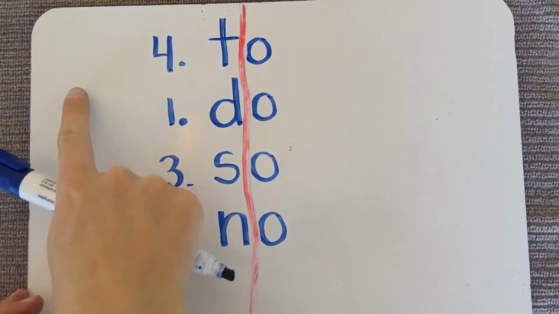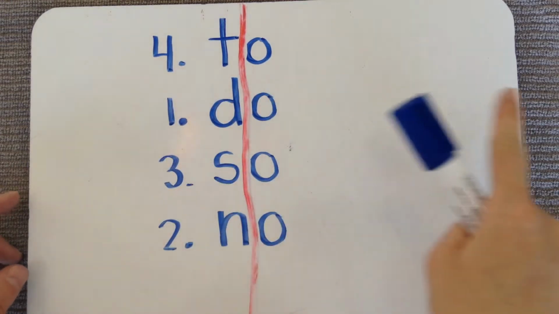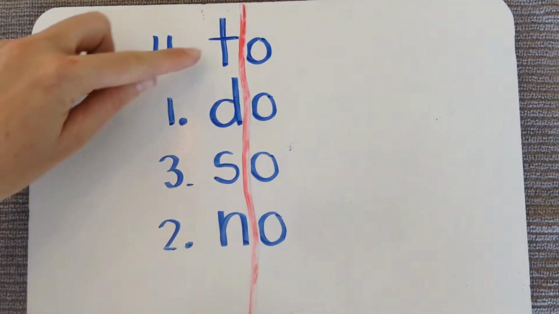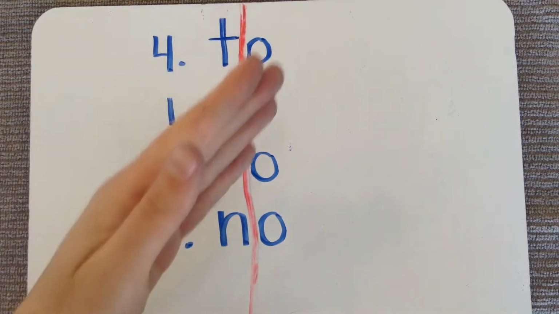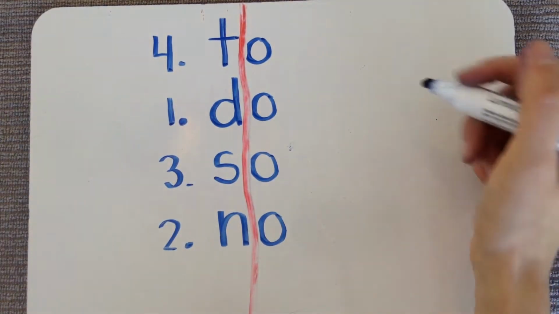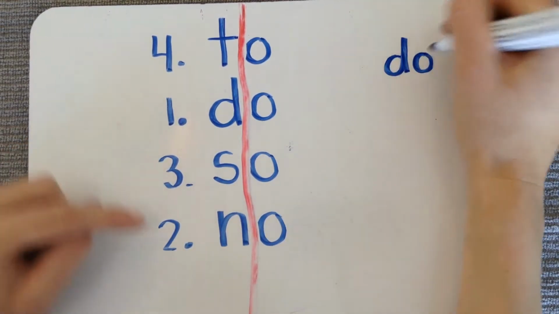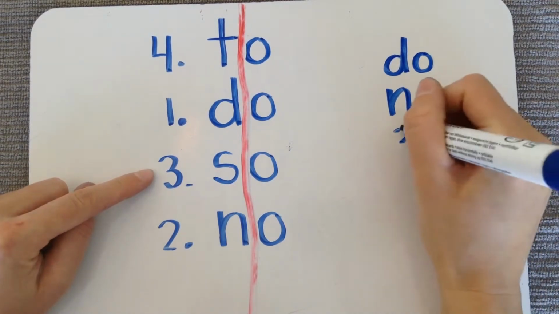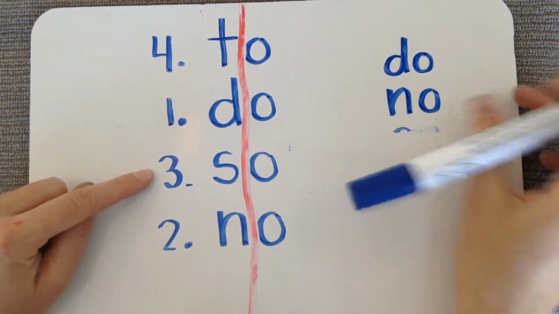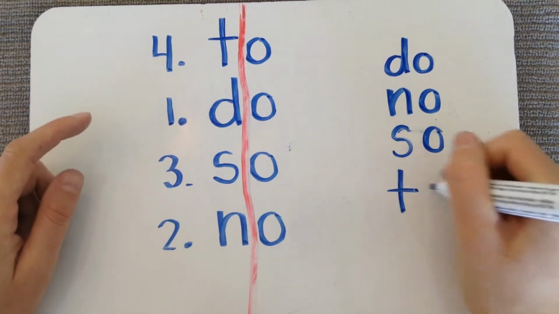Remember, when you read a book, it's always from left to right. So when you compare words, you also have to compare them from left to right. The first letter in each word gets compared, and then you go to the second letter only if you have to. In this case, the order of our words is do, no, so, to.